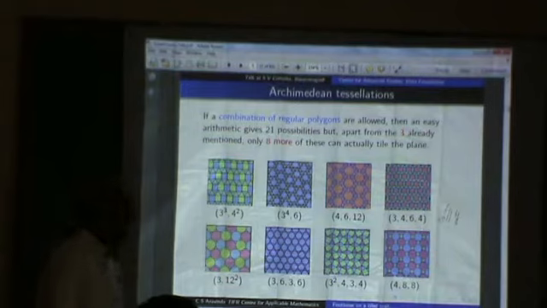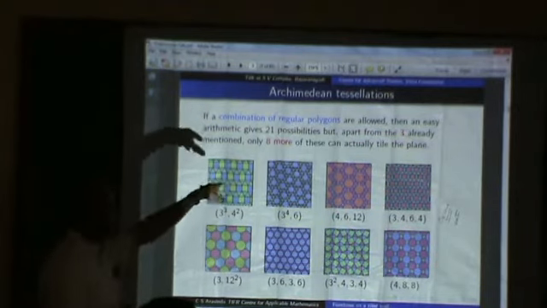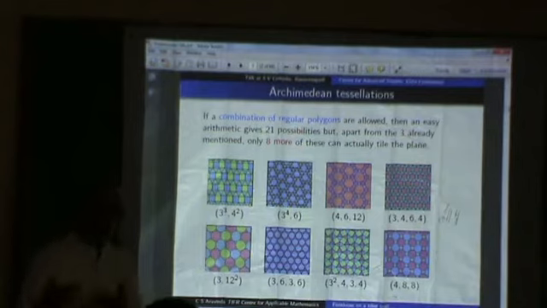But not all 21 possibilities can be realized. This is one thing in mathematics: possible existence doesn't really mean realizability. So only 8 more, apart from the 3, totally 11 can be realized. You just have to do it by brute force. You take all these things and try. Whatever fits, you see. If it doesn't fit, then you try to find out a reason.